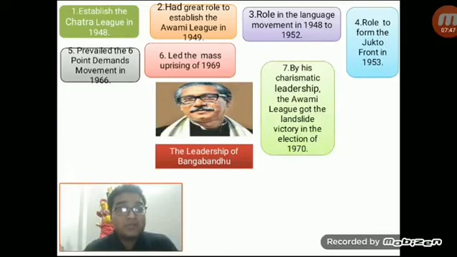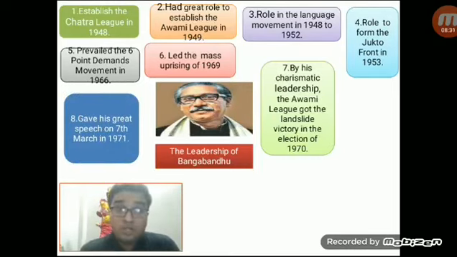Next, by his charismatic leadership, the Awami League got a landslide victory in the election of 1970. In 1970, for the first time in Pakistan, the general election and the provincial election were held, and in both types of elections, the East Pakistan Awami League got a landslide victory. It was expected that the East Pakistan Awami League would form the government in the Centre and in the East Pakistan province. It happened due to the charismatic leadership and personality of Bangabandhu Sheikh Mujibur Rahman.